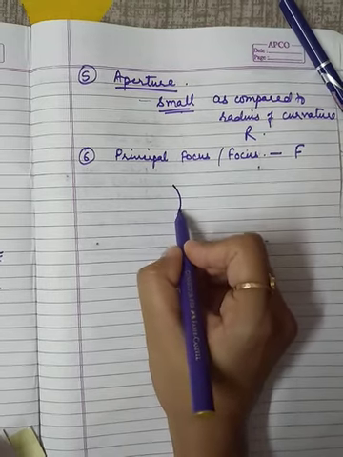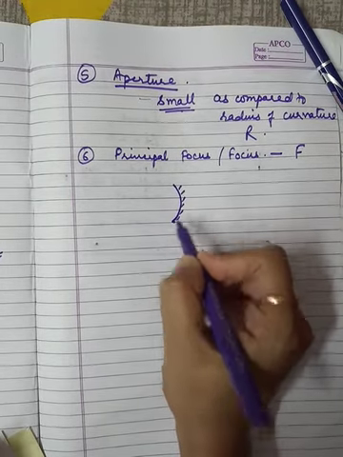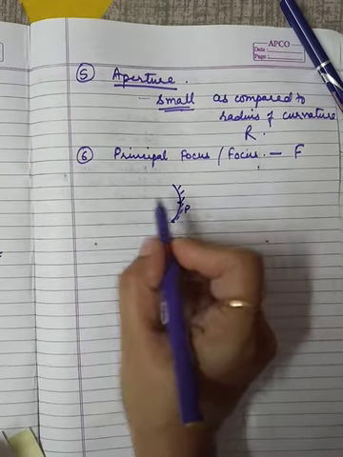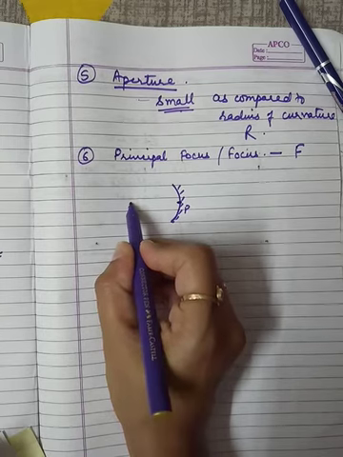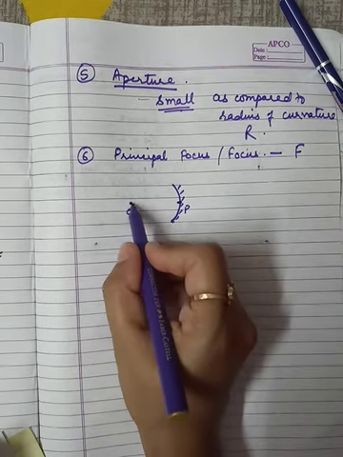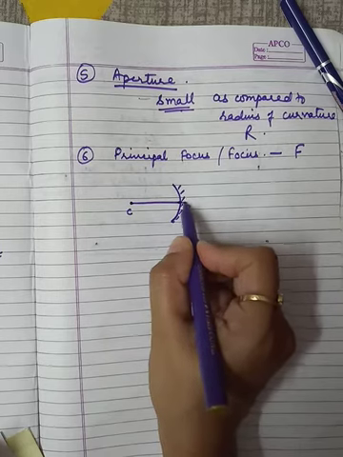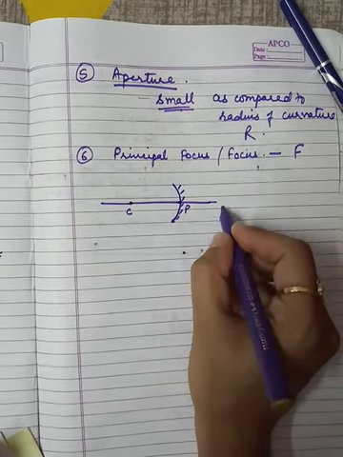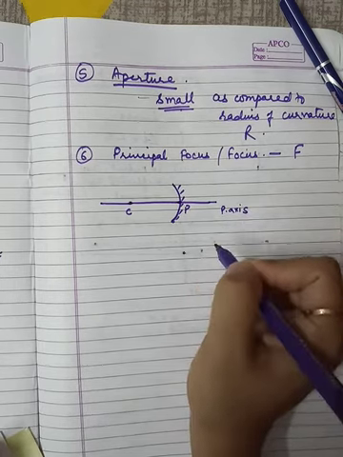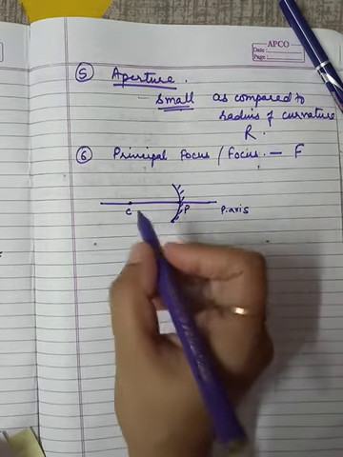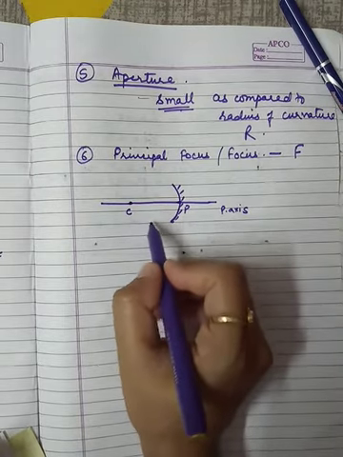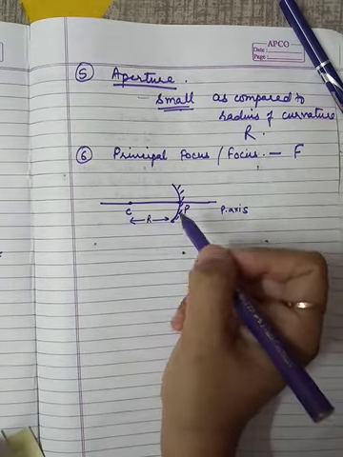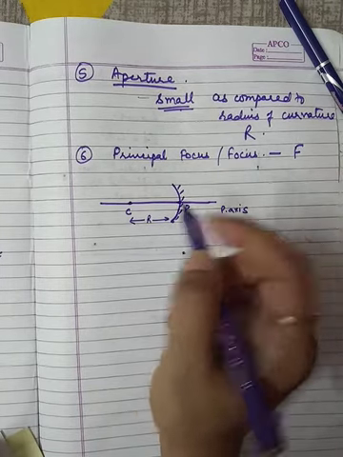Suppose this is a concave mirror, I am drawing it again. This is your pole we have just seen, and this is your center of curvature. The line joining the center of curvature and the pole and extended to both sides is the principal axis. I am just taking the example of a concave mirror. This distance is the radius of curvature that we have understood. Now what is principal focus? I will draw it over here.